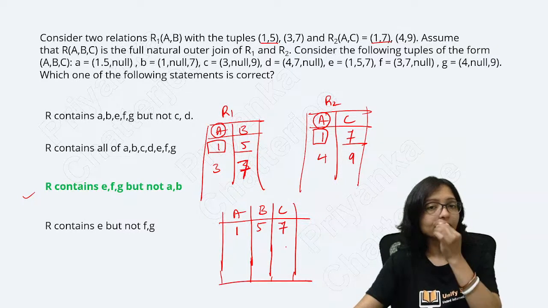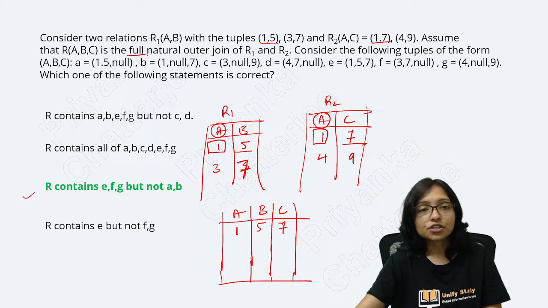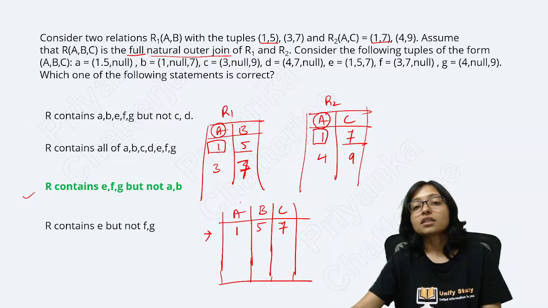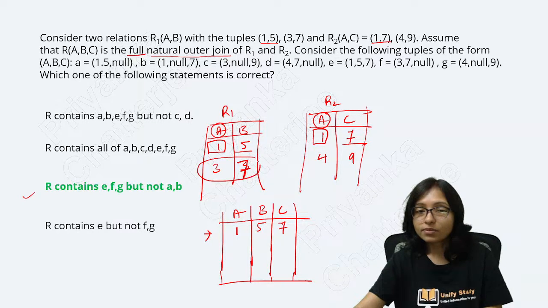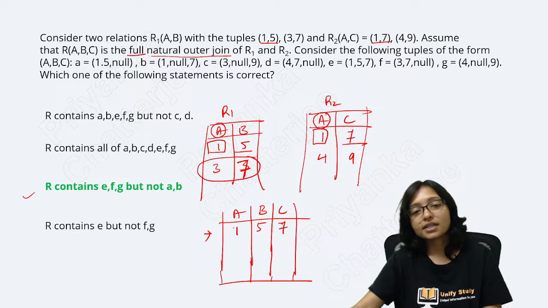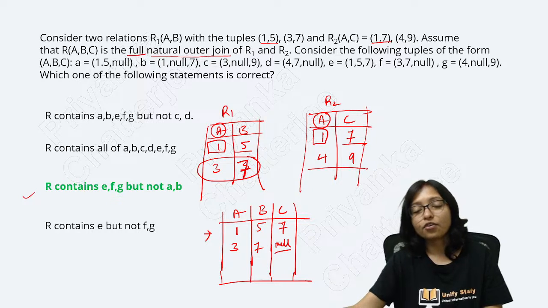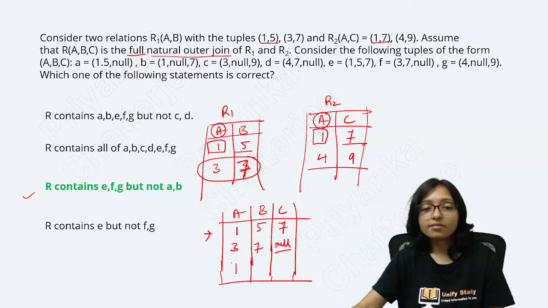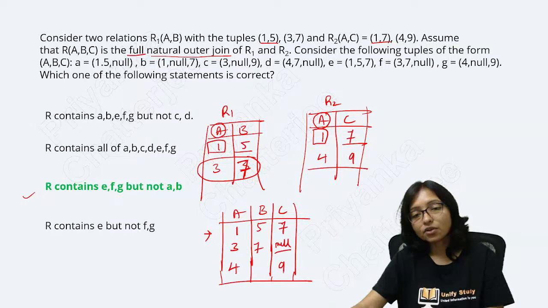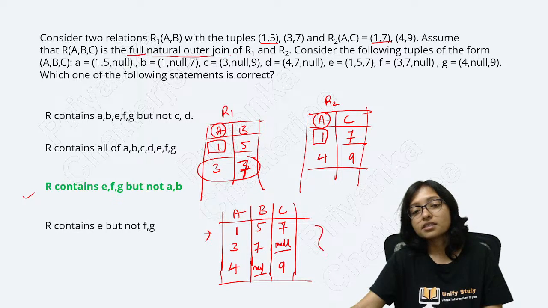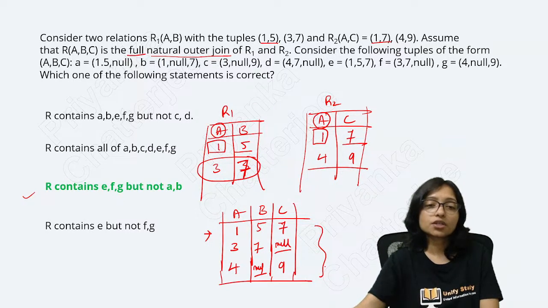After that we have to do the full outer natural join. Full natural outer join means the common part, then the remaining part from the left hand side table. From the left hand side table, A value is 3 and B value is 7 and here null because nothing is present. Now I will take from the right hand side table. A value is 4 and C value is 9 and B value is not present, that's why null. This is your result. This is your answer.